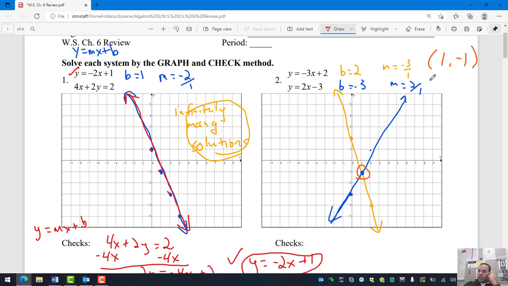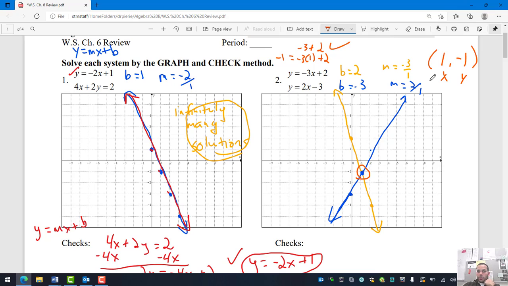So all you got to do is plug these numbers into these equations to make sure it spits out a true statement. So y is equal to negative 1 and x is equal to positive 1. Let's plug these in just to make sure. Does negative 3 times 1 plus 2 equal negative 1? Negative 3 times 1 is negative 3. Does negative 3 plus 2 equal negative 1? Yes, it does. So that one checks.